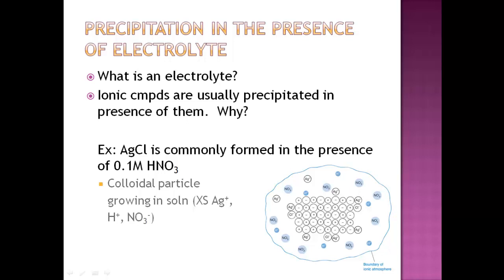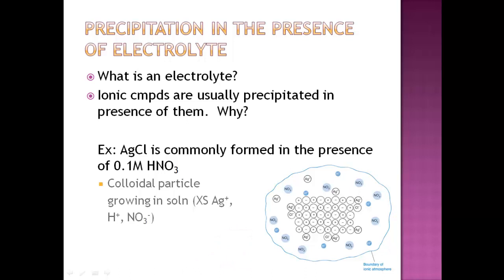But a common example that you'll see is silver chloride precipitates in the presence of nitric acid, which is a very common electrolyte, 0.1 molar nitric acid. What I'm showing you here is a colloidal particle. Do you remember what colloids are? Remember, those are particles that are really, really small, about 1 to 500 nanometers, that pass through most filters.